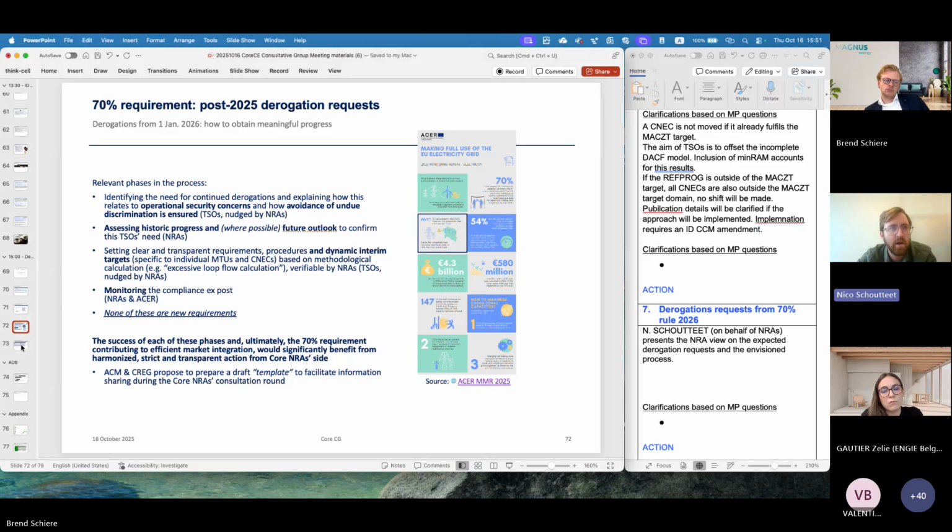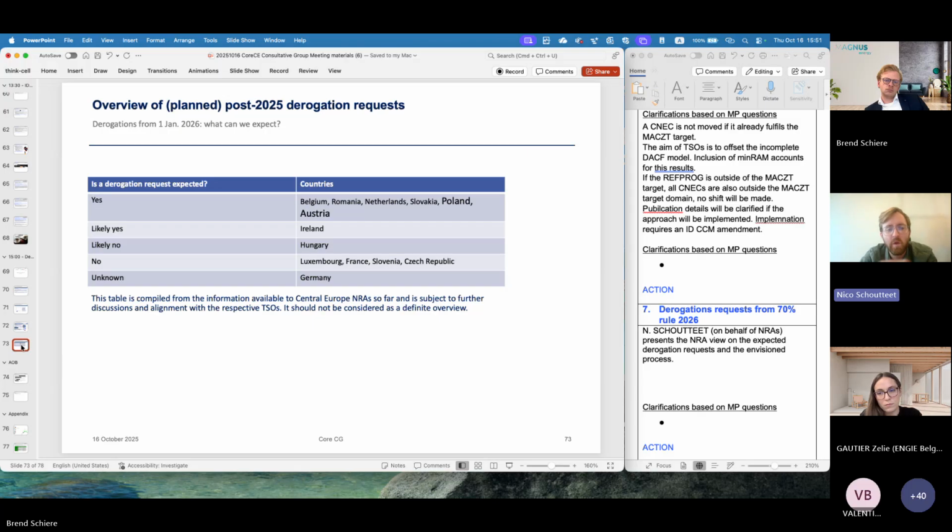Maybe I have one final slide, and this might be of interest to you. In the meantime, we have also tried to establish an overview of to which extent specific bidding zones or specific TSOs will ask for derogations or not. We have issued a questionnaire among NRAs asking them to indicate how likely it is that the derogation request will be received. So here we have the results in the table ranging from definite yes to definite no, likely yes, likely no, and then unknown.